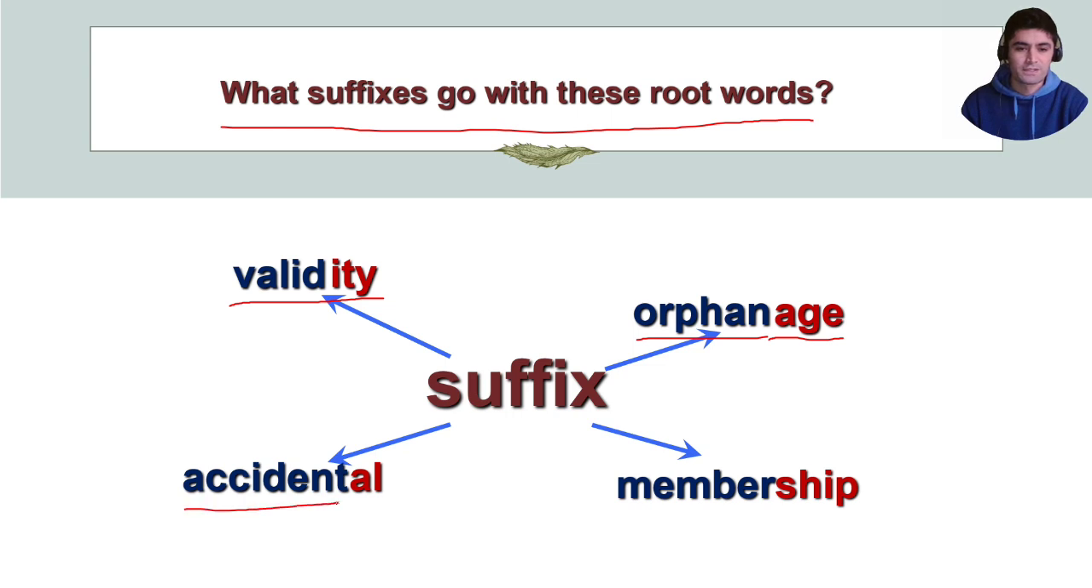Next one is accident. Accident is a noun, and when this suffix is added at the end of the word, it becomes an adjective, which is accidental. The next one is member. Member is a noun, and membership is still a noun. Right, good job. Now let's move on to the next page.